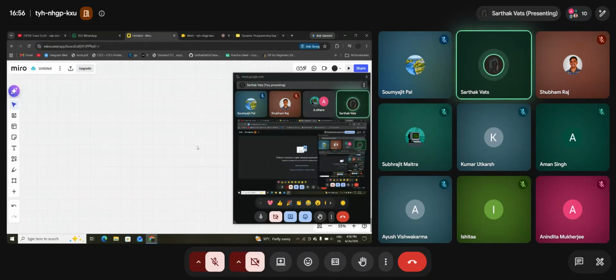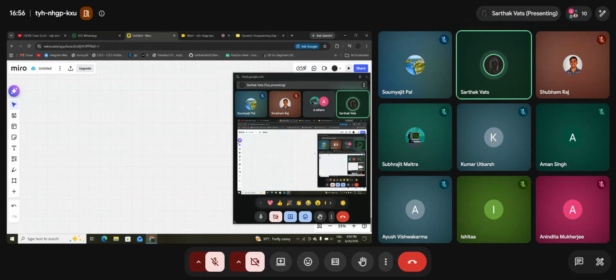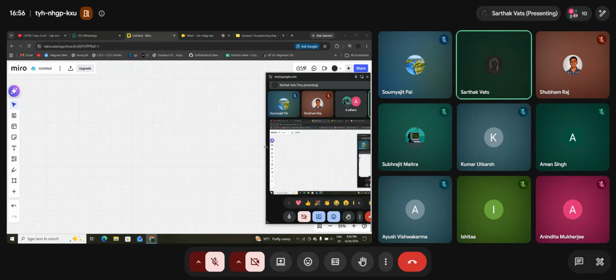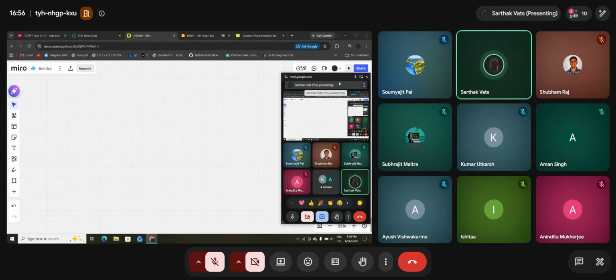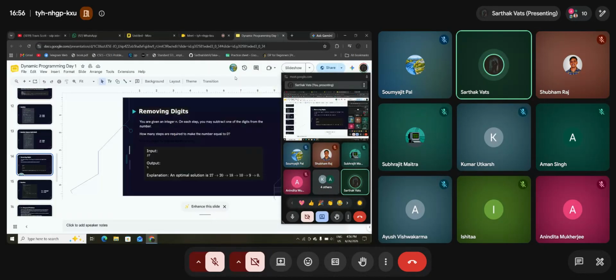Okay, so let's practice some questions to further learn the concept of dynamic programming and how it's useful in solving questions more easily than the previous approaches. Okay, so the next question is removing digits. In this question, you need to select any digit in the given number, and then you can subtract it. And the end goal is to make the number zero.